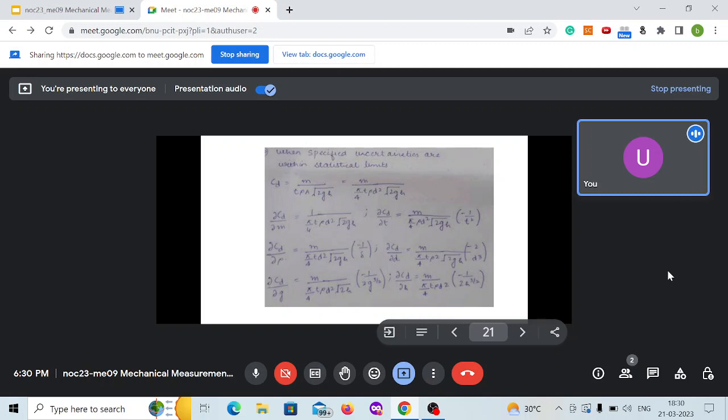Then please note it will be minus 1 by rho square, and dou CD by dou D with respect to diameter is m by pi by 4 t rho into root of 2gh, which will be minus 2 by d cube. And dou CD by dou g will be m by pi by 4 t rho d square into root of 2gh. So g is minus half, so we'll have minus half into 1 by g raised to power 3 by 2. Same for head, you will get the same, instead of g it will be h.